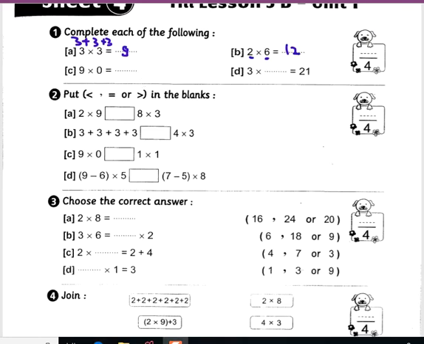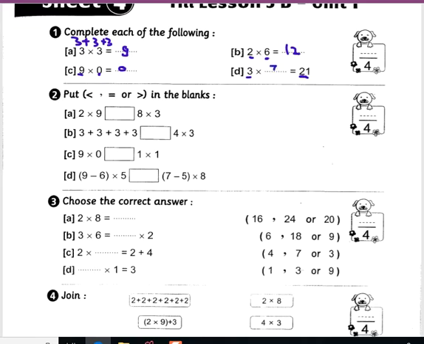Number C, he said 9 times 0 equals 0. Any number times 0, result equals 0. Number D, he said 3 times number equals 21. We want number times 3 equals 21. Take your time. 3 times what equals 21?